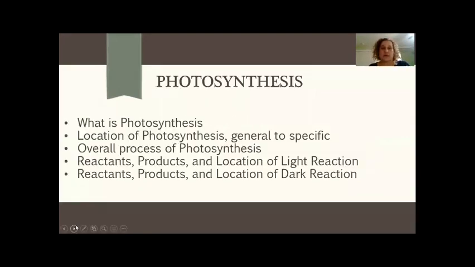All right, so we are going to look at photosynthesis today. We're going to talk about what exactly photosynthesis is, the location, which is where photosynthesis occurs, the overall reaction and process of photosynthesis. Furthermore, we're going to look at the 2 steps of photosynthesis. So there's 2 parts. There's a light reaction and a dark reaction. And we're going to look at both of those, figure out what the reactants are and what the products are, and also where those reactions take place.